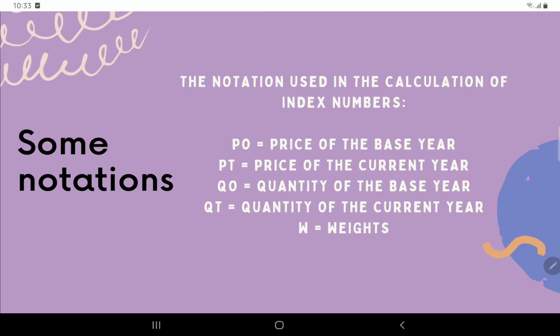Okay, so here is the sum notation used in the calculation of index number. So the first one is P0. P0 is the price of the base year. And then PT. PT is the price of current year. The third one is Q0, the quantity of the base year, and QT is for the quantity of the current year, and W is for weight. So we gonna use these notations in the calculation of index number.